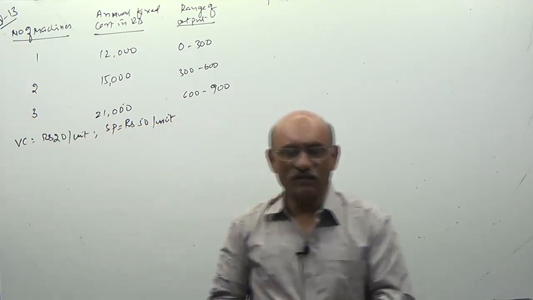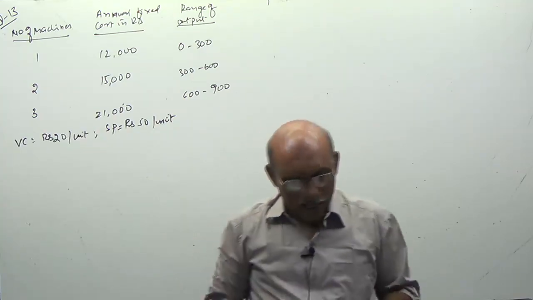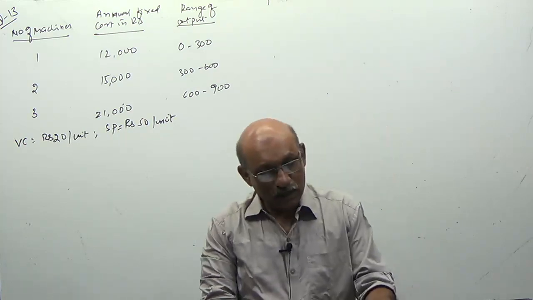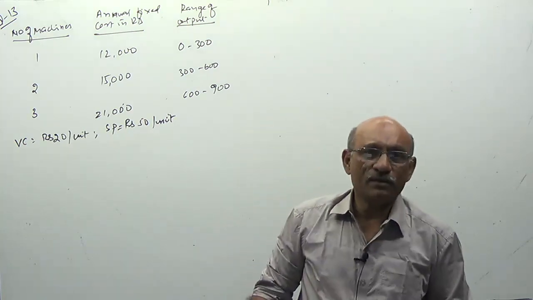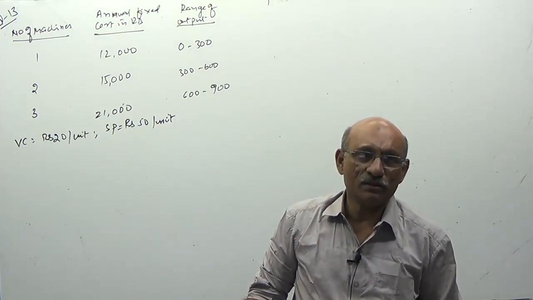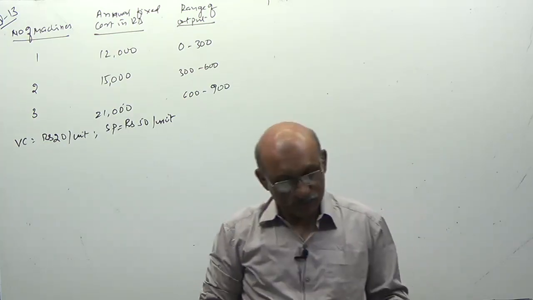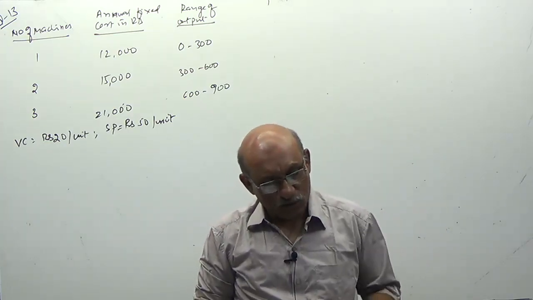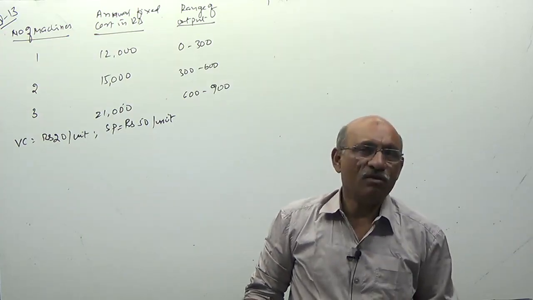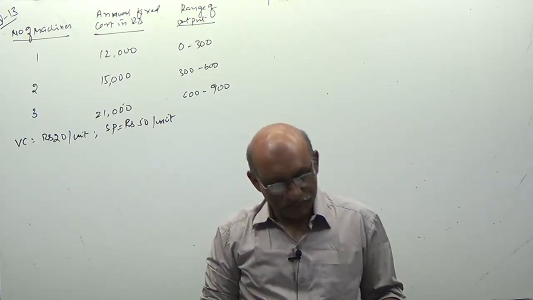This is the information given, sir. What is your first question? Calculate the break-even point for each range. What does it mean actually? When the manager decided to purchase one machine, what is the break-even point for this? When he decided to purchase 2 machines, calculate the break-even point. Similarly, when he decided to purchase 3 machines, calculate the break-even point.